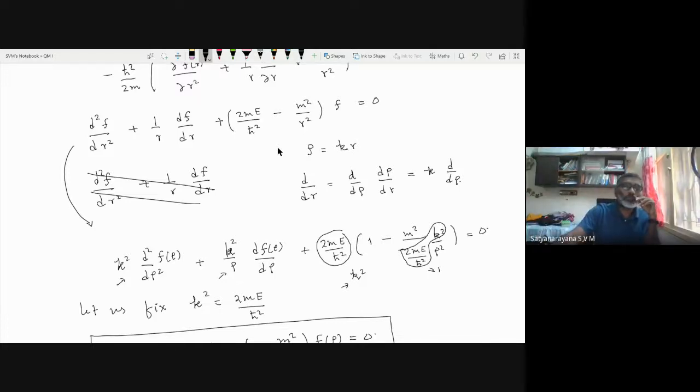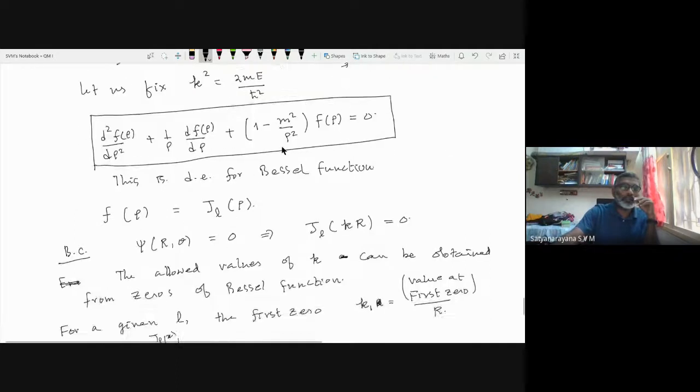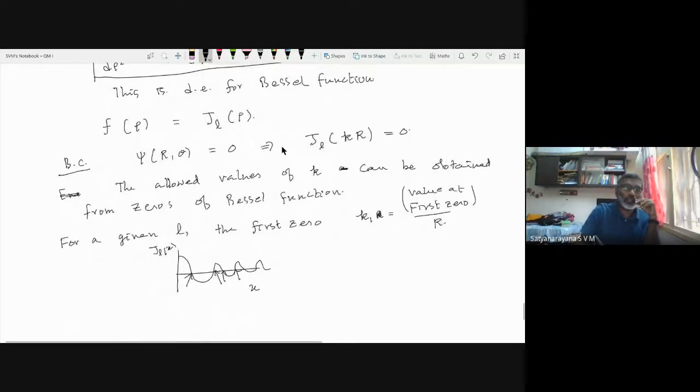Okay, I think we should not call it L here. We should call it simply M, because that M is what is sitting in that equation, right? So this is Jm.